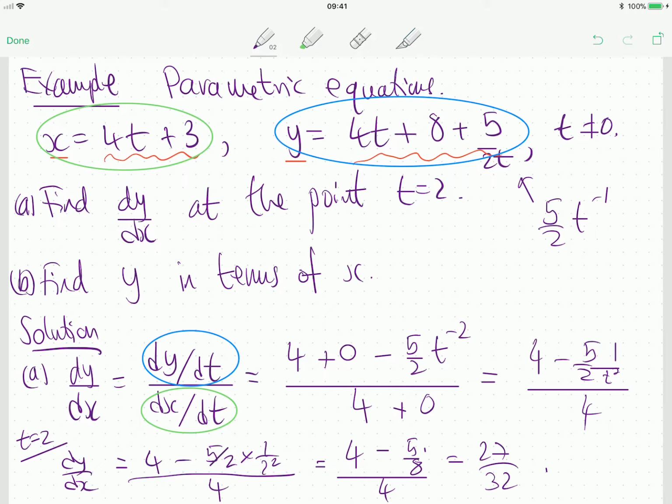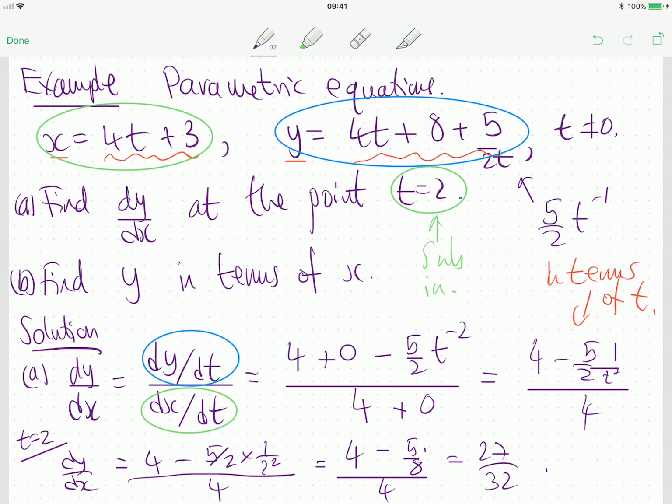So that's part A. That's the general process for finding dy/dx. It's always going to be in terms of t, and then pick any value of t, whatever the question says, and put it in.